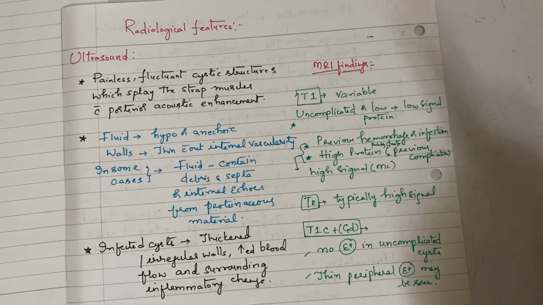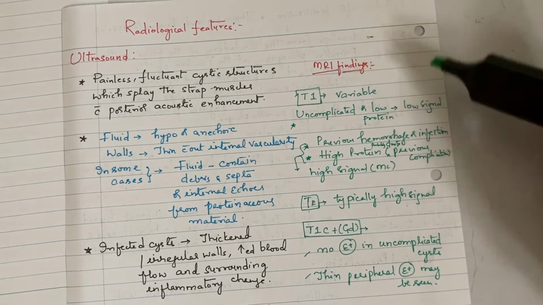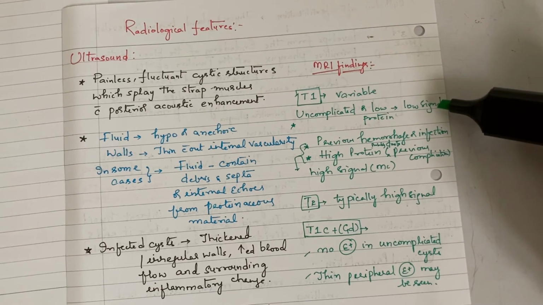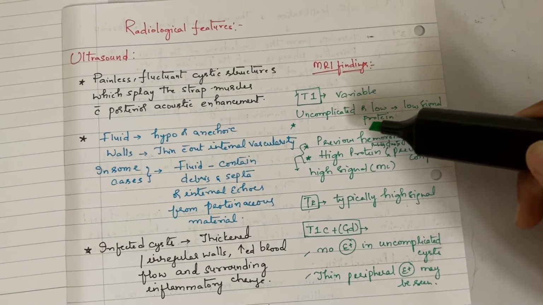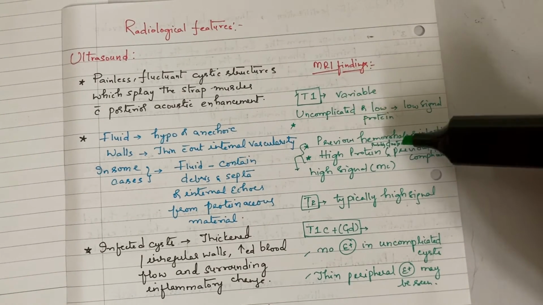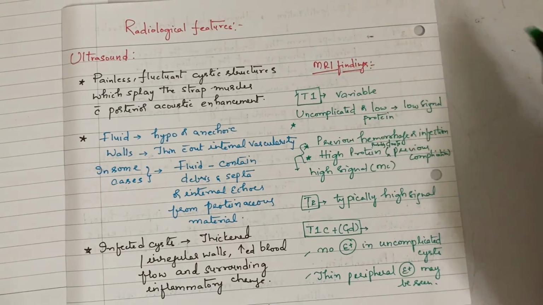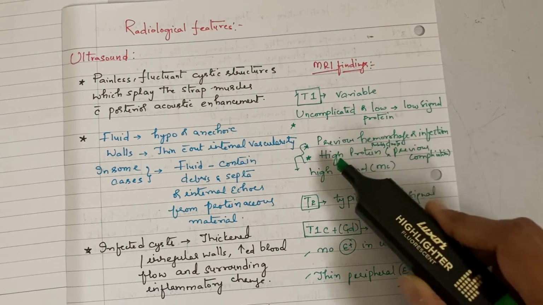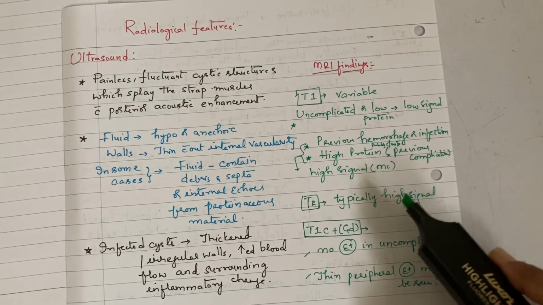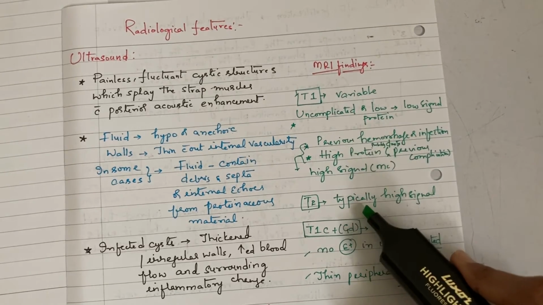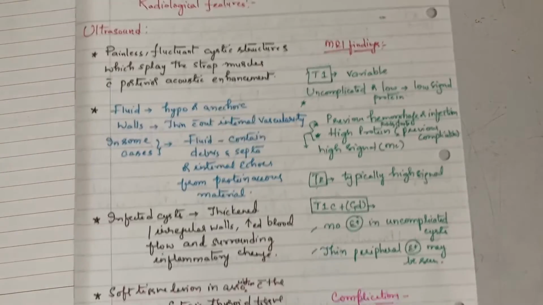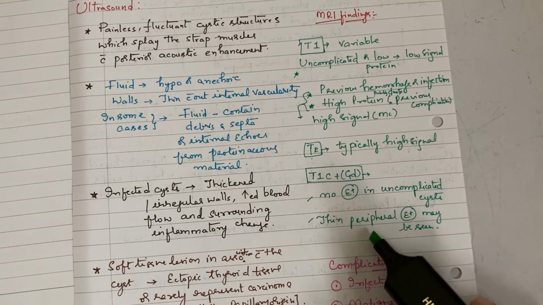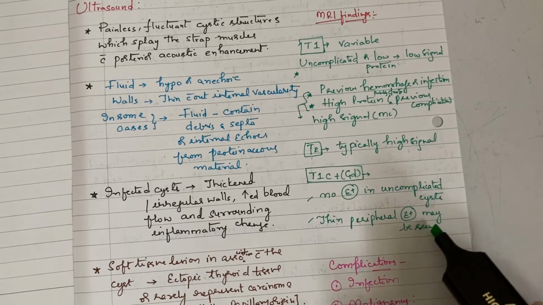Coming to MR findings. On T1, it is variable. For example, if it is uncomplicated with low protein content, there will be low signal on T1, hypointense. If there is previous hemorrhage or infection or high protein content due to previous complication, there is high signal. On T2, it is typically high signal intensity. Coming to contrast, normally there will be no enhancement in uncomplicated cysts, and thin peripheral enhancement may be seen.